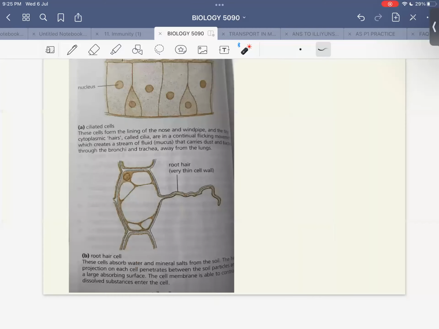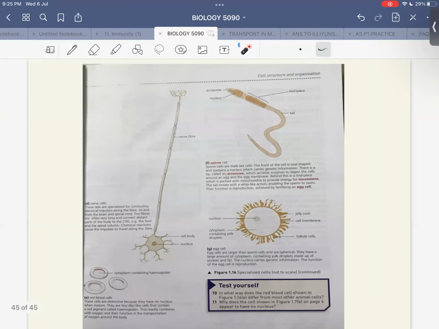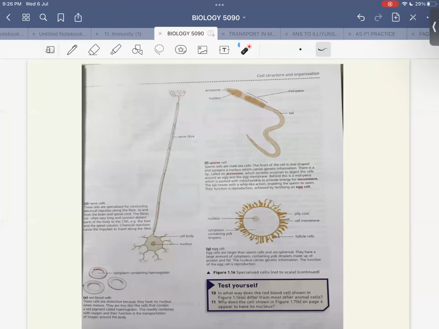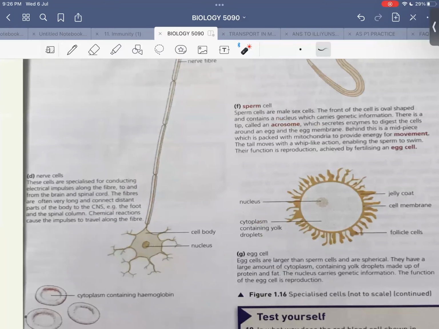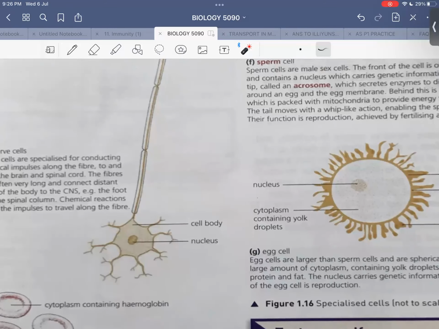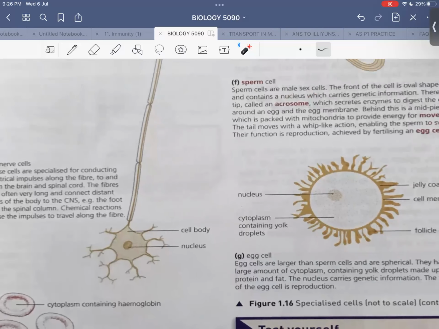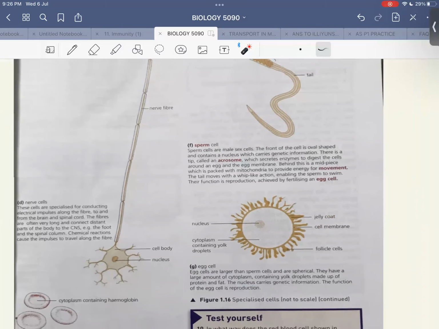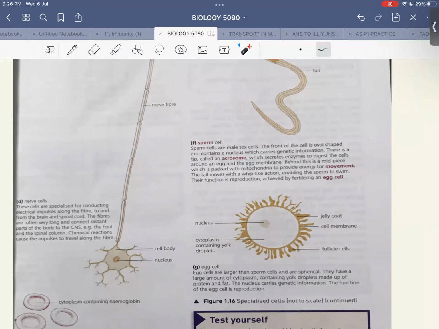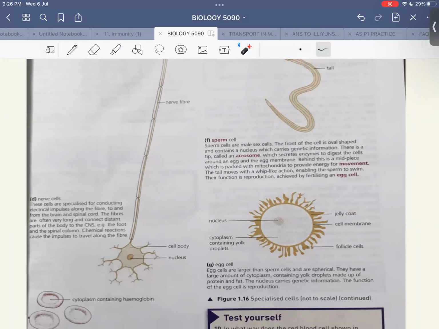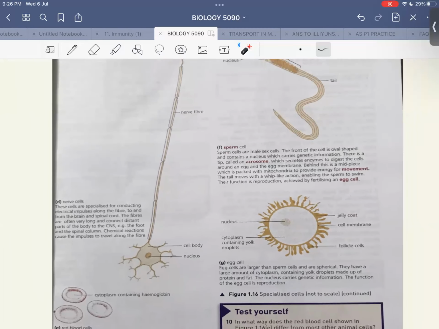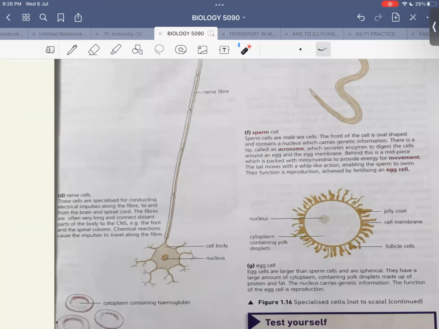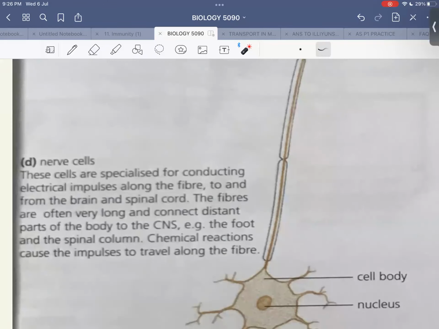Let me show you some other diagram. This diagram is also taken from your textbook. I'm zooming into it, the diagram of a neuron. You can see the neurons look very different from all the other cells because their job is to carry and send electrical impulses to different parts of the body. Let me read a bit about neurons from your textbook. These cells are specialized for conducting electrical impulses along them to and from the brain and spinal cord. So that's why they have shapes like these.